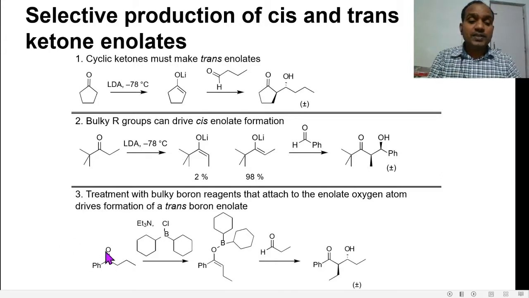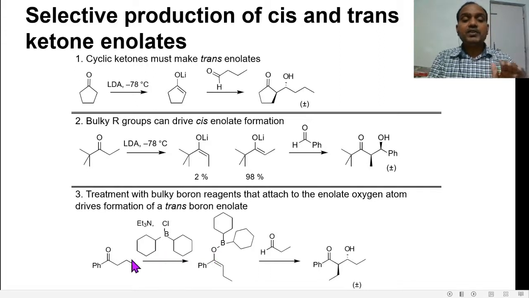Now see, this is a simple ketone, there is a boron in presence of triethylamine, this gets coordinated here, and because of that triethylamine there is abstraction of hydrogen, and the boron stabilizes the oxyanion form, that is the enolate ion. This enolate ion reacts with this aldehyde molecule, and as the geometry of this enolate is trans, there is formation of anti-aldol.